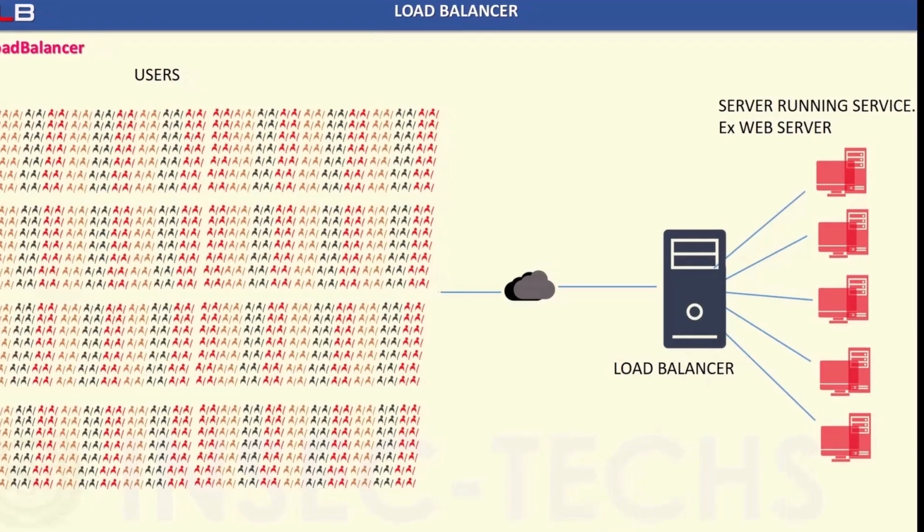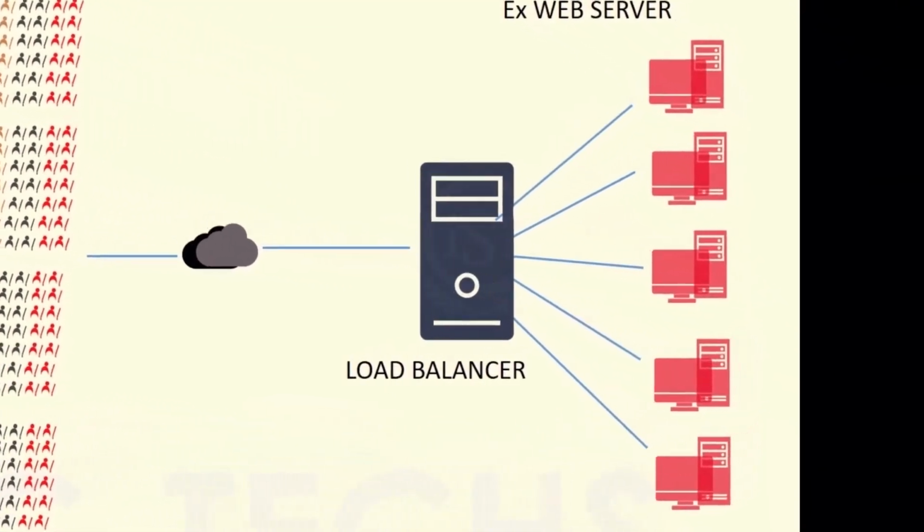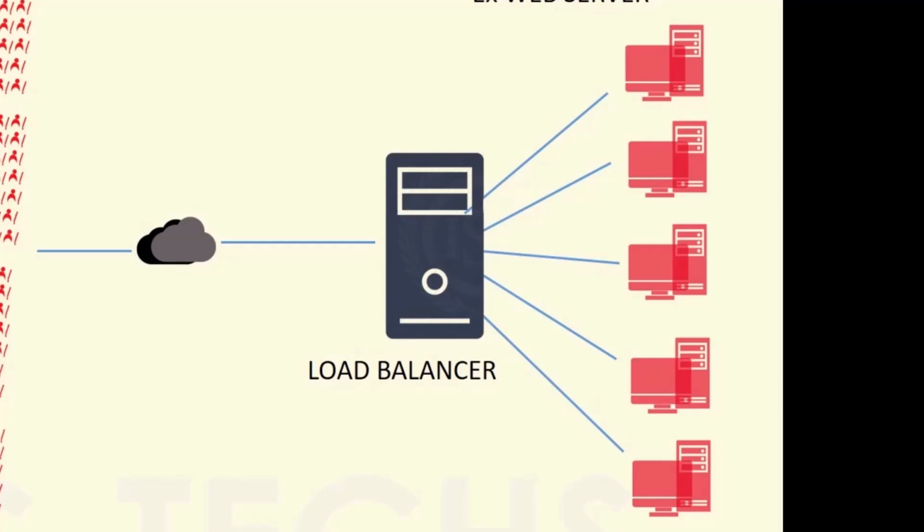So for example, in this scenario we have a load balancer, and when the application server on the top, number 1, is working at full capacity and unable to handle the load, then the load balancer will share the load with the next application server and so on.